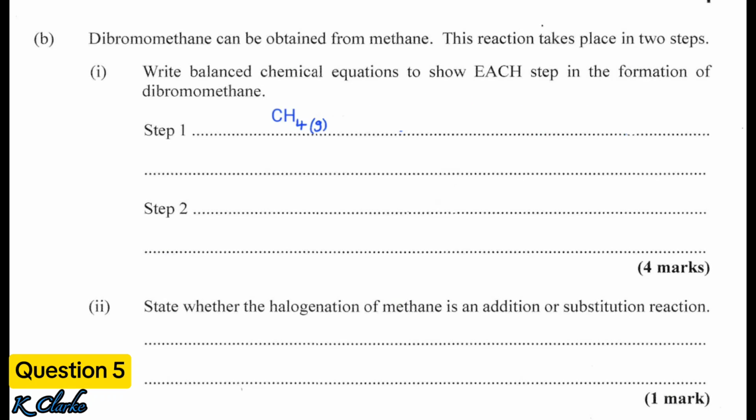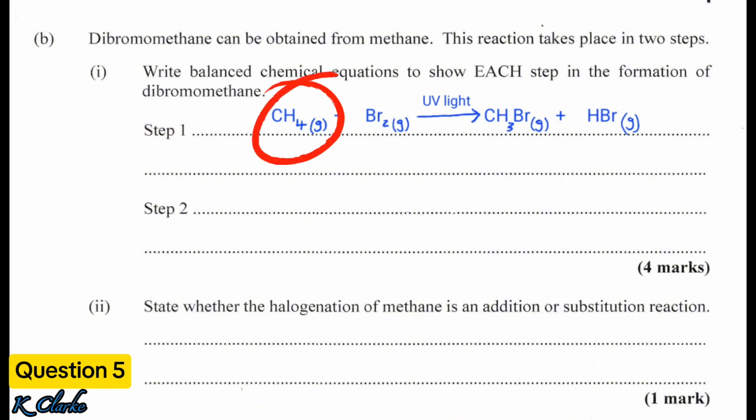Step 1. Methane. Chemical formula CH4 gaseous state. You have to write the state symbols. Plus bromine Br2 gaseous state. These react in the presence of UV light, so you should write UV light above the arrow. The products are bromomethane, also known as methyl bromide, CH3Br gaseous state, plus hydrogen bromide, HBr gaseous state. In step 1, one of the methane's hydrogen atoms is replaced by a bromine atom.